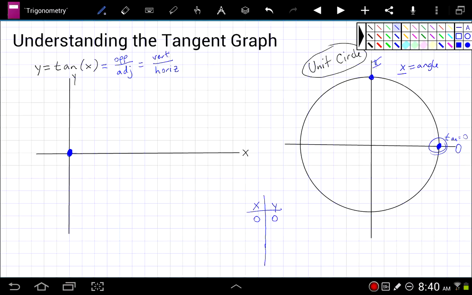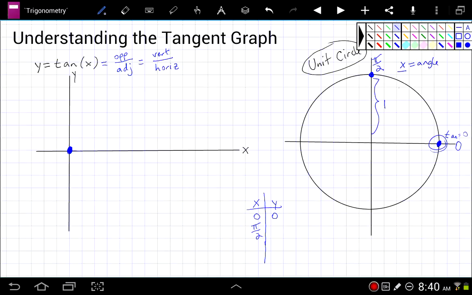Okay, let's go up here to pi over 2. That's whenever x is pi over 2. Whenever x is pi over 2, y for this function is the tangent of pi over 2. The vertical divided by the horizontal. So in this case, the vertical is 1 and the horizontal is 0. So we get tangent equals 1 over 0, which is undefined. Okay, so this function is a bit unusual. It's undefined at the angle pi over 2.